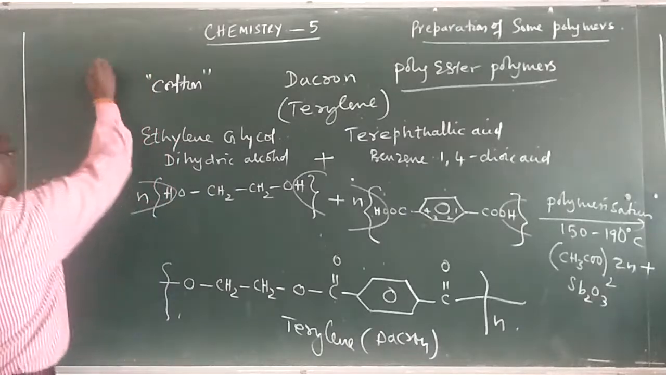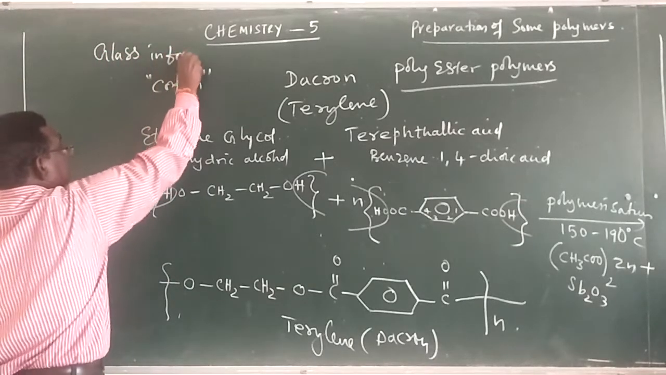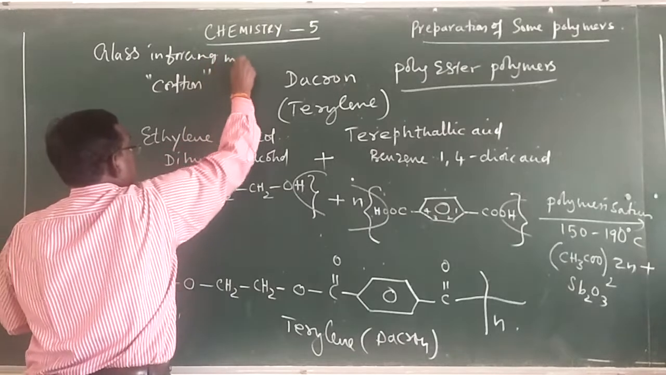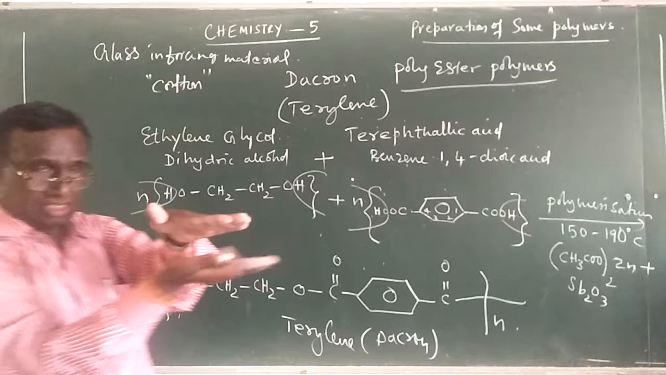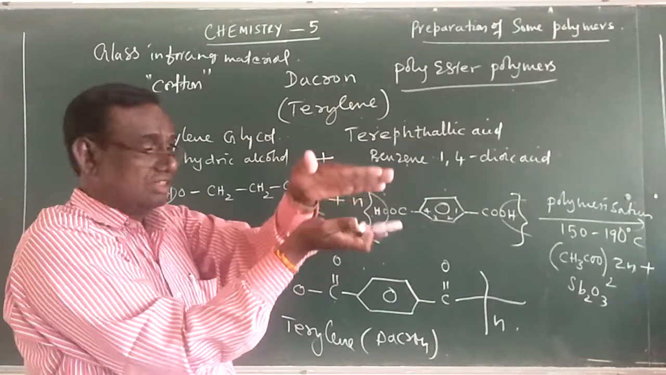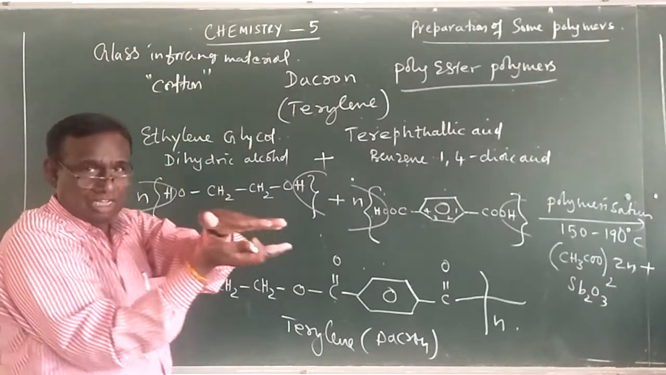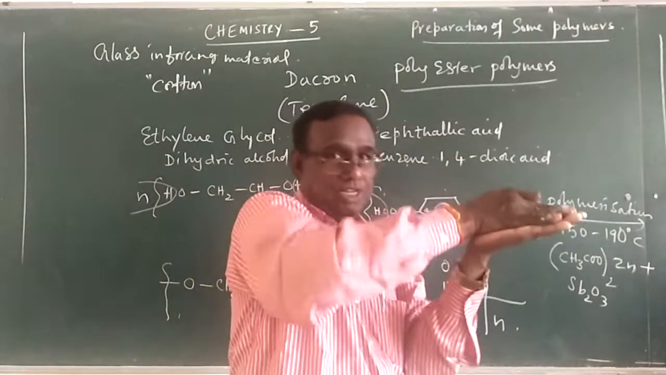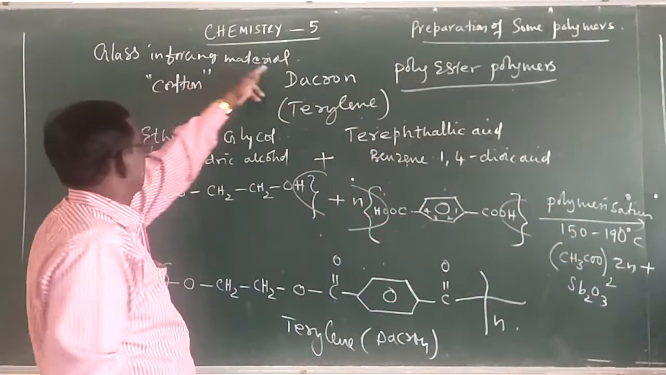It is also used in glass reinforcing material. So what is meant by this glass reinforcing material? In between two glass pieces, this material is to be introduced. So this material is kept between the two glass pieces and pressed, and that material is called a glass reinforcing material.